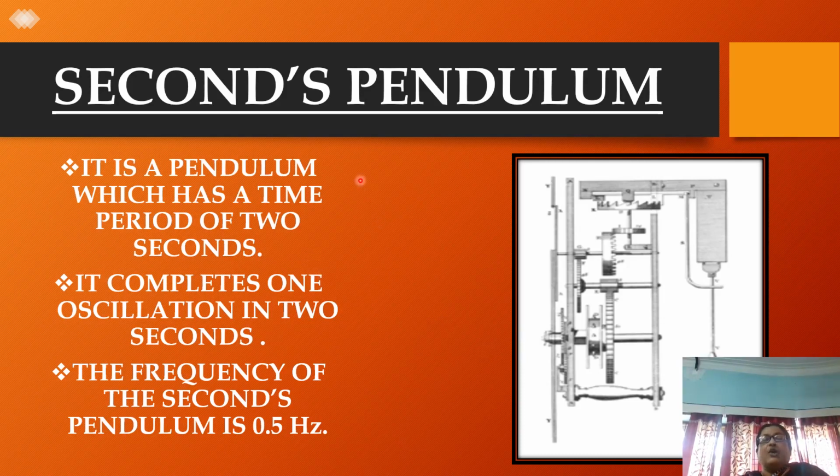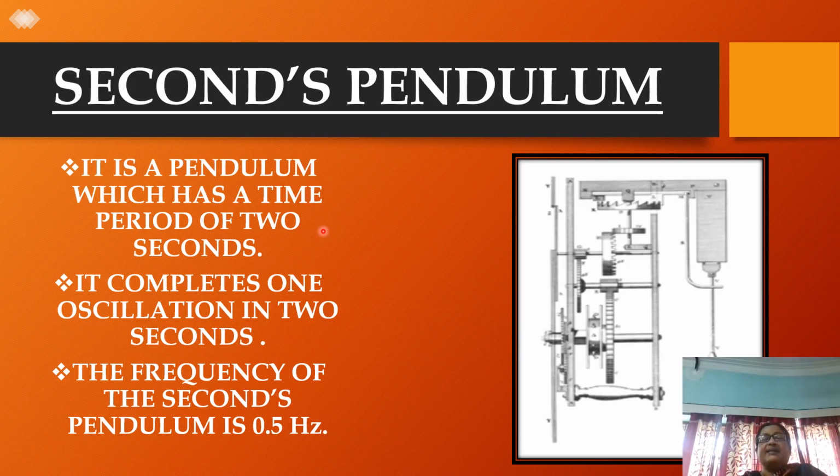What is a seconds pendulum? It is a pendulum which has a time period of 2 seconds, and that is why it is known as a seconds pendulum. Now, what does it mean? It means that it completes one oscillation in 2 seconds. Again, what does this statement mean? That it is the pendulum which has a time period of 2 seconds.